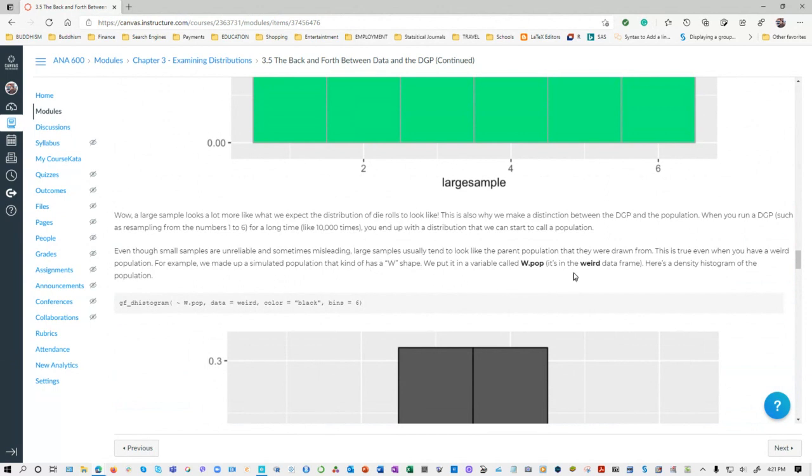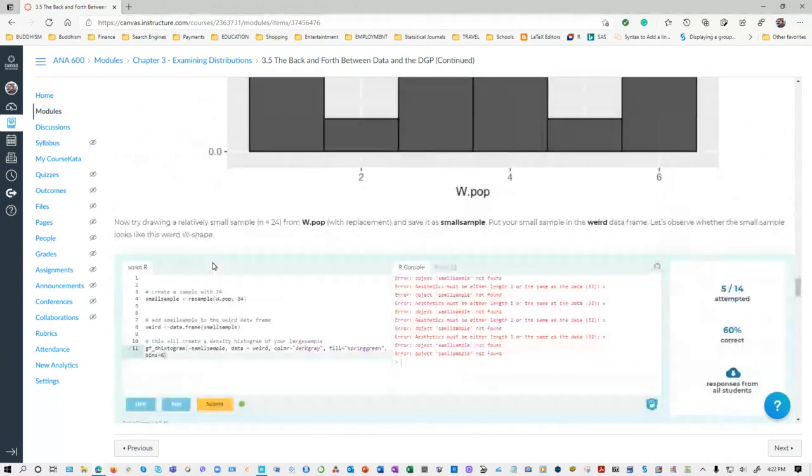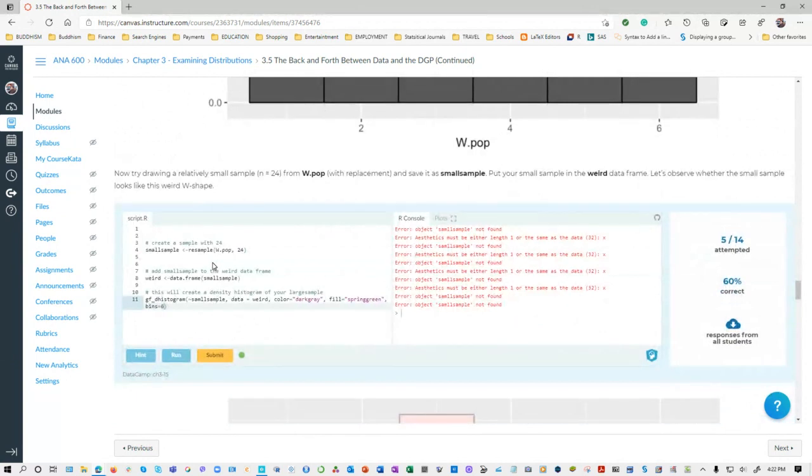Put in the WPOP. Here is the density histogram of the population. Okay, WPOP. So from the WPOP, you get a small sample. Now try and draw a relatively small sample from WPOP with replacement and save it to small sample. Put your small sample in the weird data frame. Let's say this is a small sample.